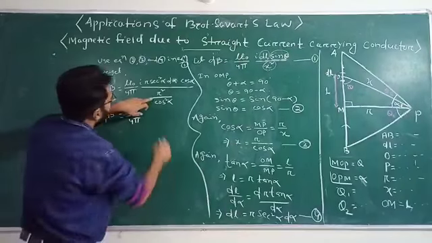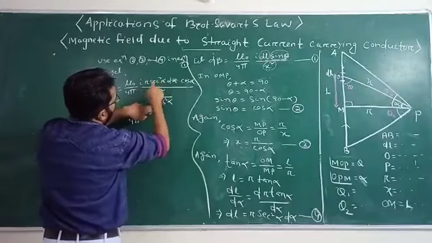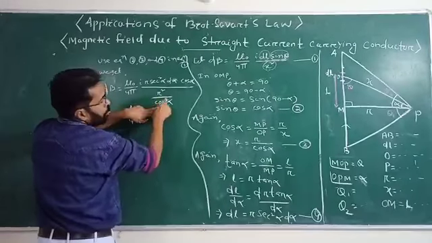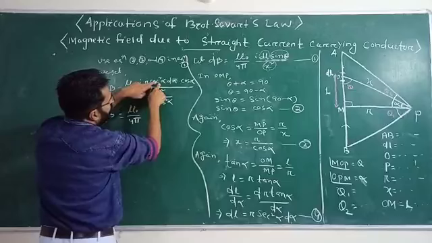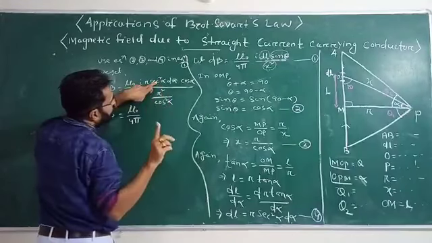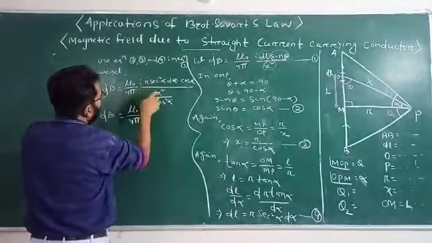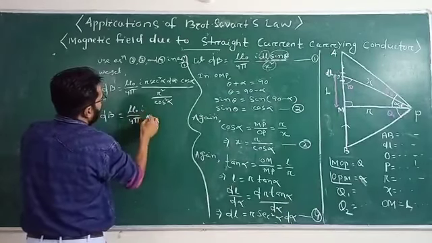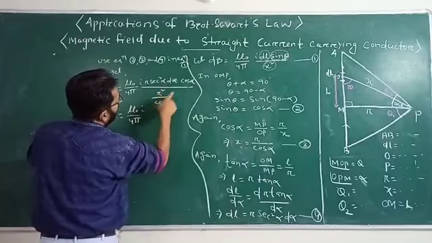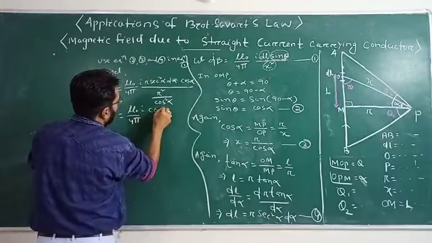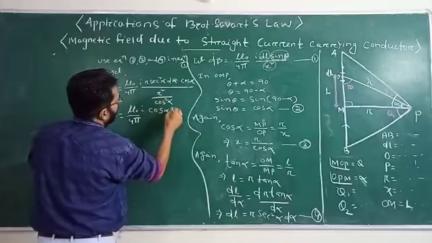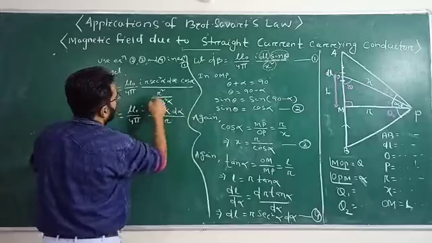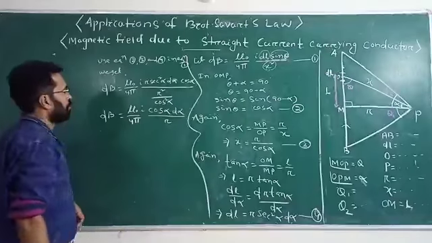We get dB. After getting dB, you simplify mu naught upon 4 pi. You remember, when sec square alpha moves to the numerator, sec square alpha cos square alpha is equal to 1. So r, here r square. So what remains is I, cos alpha d alpha upon r. By simplifying, you will get this one.